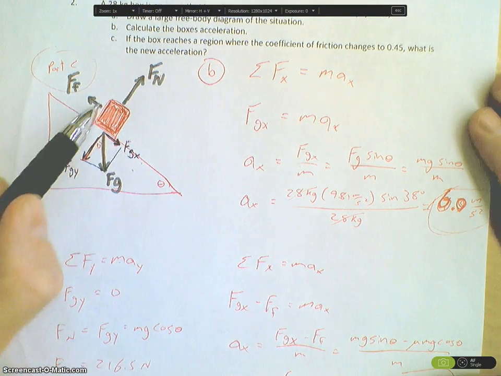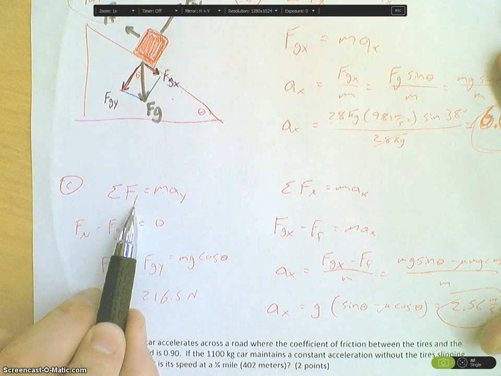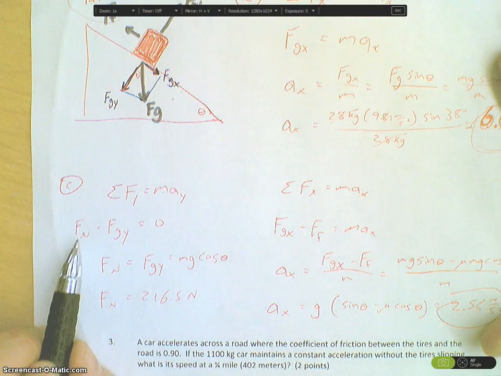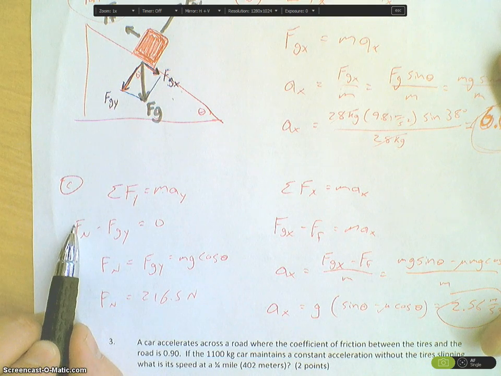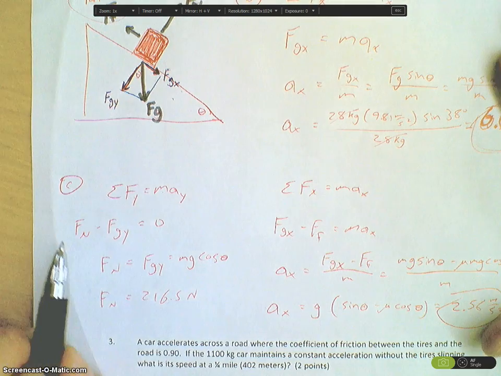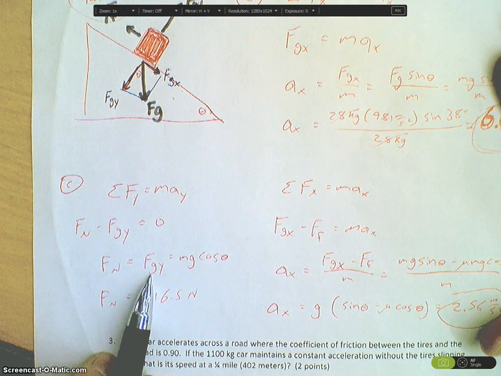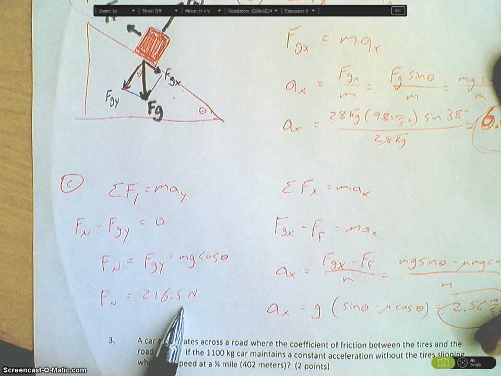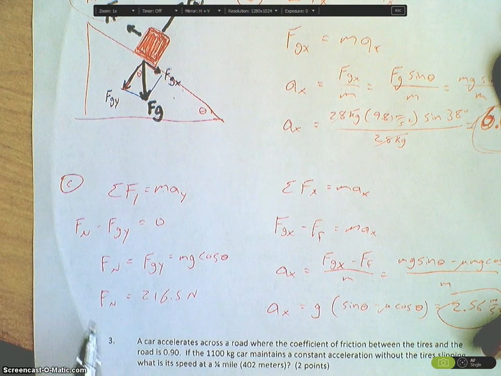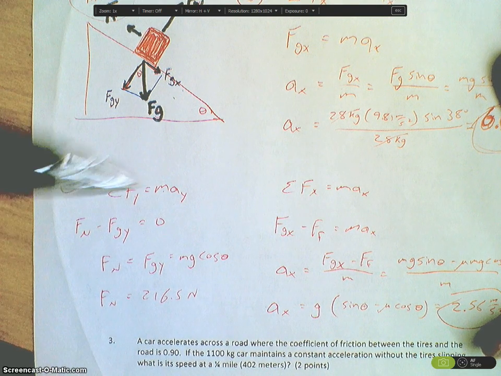We don't know if these are balanced or not, but we are going to analyze all the forces acting in the y direction. It's force normal minus Fgy. And the reason I'm doing that is because I need to find out the normal force. Normal force is equal to Fgy, 216.5. Because I'm going to need the force normal when I go to calculate the force of friction.